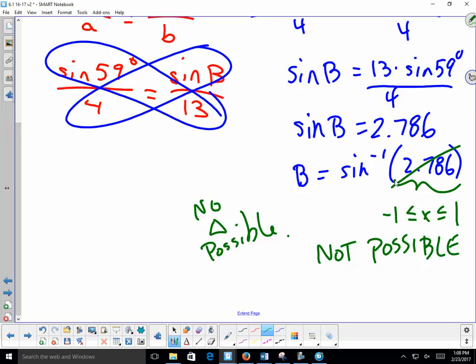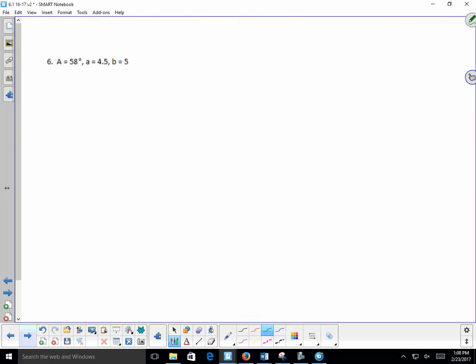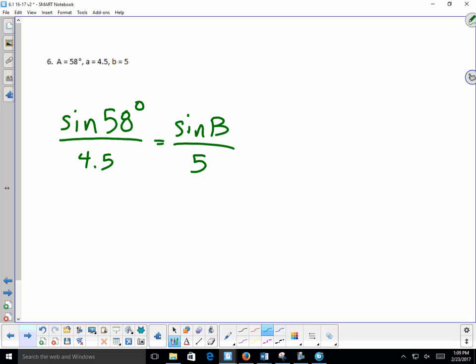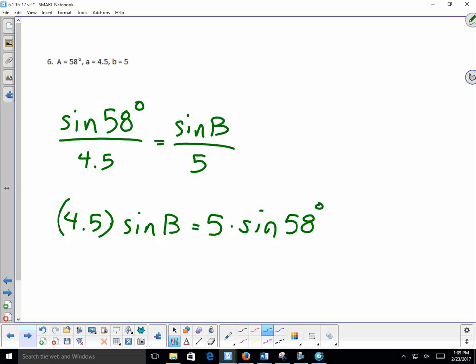Does this make sense? Let's take a look at the next one. This time it says angle A is 58 degrees, side A is 4.5, and side B is 5. So let's set this one up. We want sine of 58 degrees over 4.5 equals sine of angle B over 5. Did I set that up okay? We're going to cross multiply and solve. And so I'm going to divide both sides by 4.5.